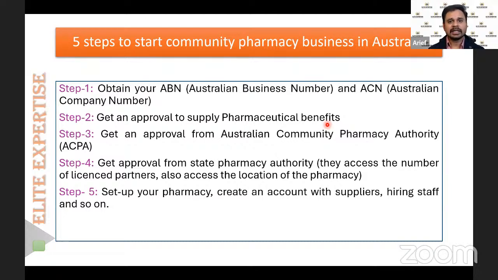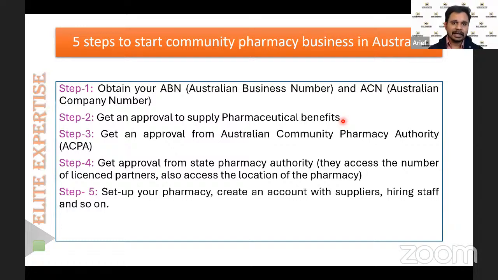If the patient has the concession price, they will pay only $7.70, and the rest of the amount will be paid by the government. The government will cover the rest. In order to claim that remaining amount from the government, our pharmacy should be under the Pharmaceutical Benefits Scheme, so the pharmacy should have PBS approval. If it doesn't have PBS approval, we can't claim that amount from the government. So this is the most important one.